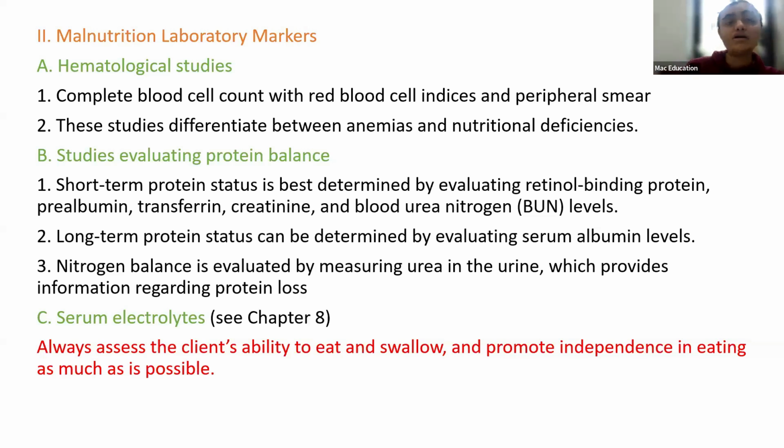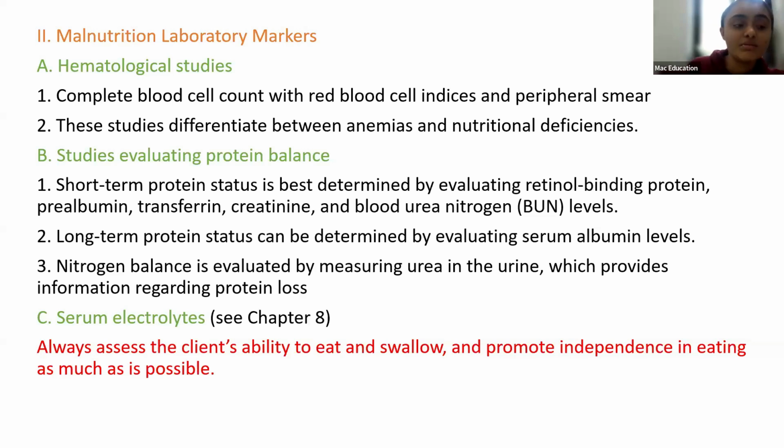For electrolytes, we have already studied in chapter 8, the fluid and electrolyte chapter, the normal range of electrolytes. If it is altered, we can identify that the patient is experiencing some kind of malnutrition.